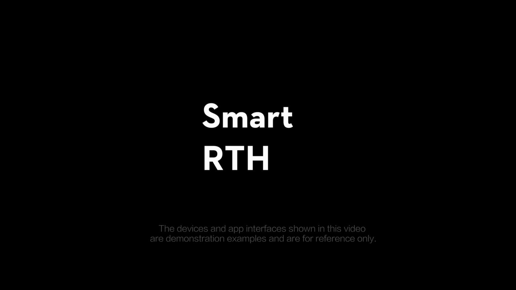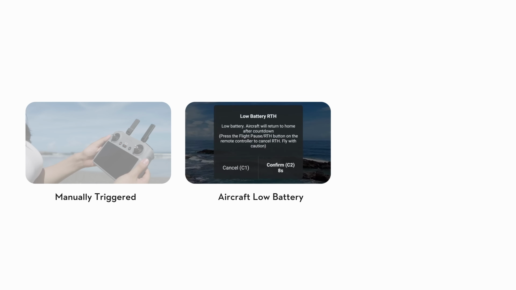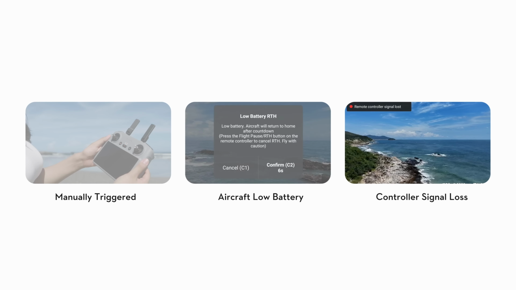SmartRTH. RTH can be triggered in 3 ways. Manually triggered, automatically triggered by the aircraft low battery, or automatically triggered by the control signal loss.